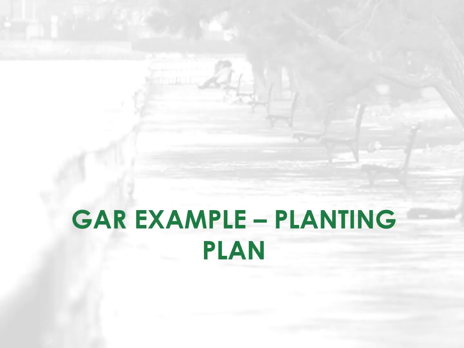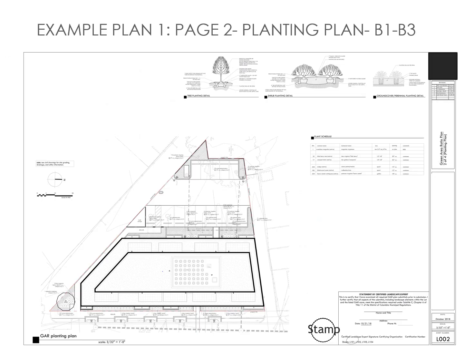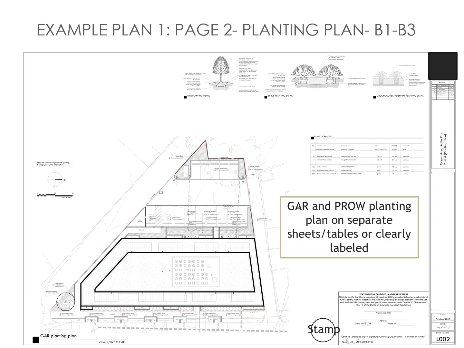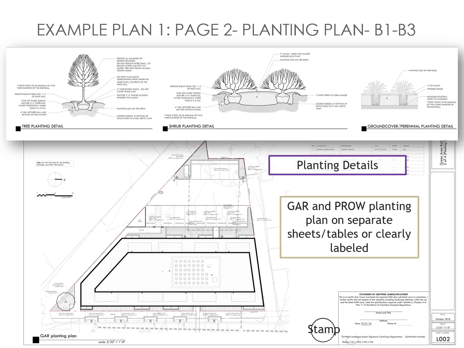Next, I will go over the planting plan for JR. So here we see page 2 of the example plan, and we'll go over the planting plan. While JR and public right-of-way planting plans can be shown together, it's much easier for the plan reviewer to review them if they are shown on different sheets or at least on different tables. At minimum, the planting schedule needs to be separated out to define what is within JR and what is within public right-of-way. You should always have the planting details on the plans.